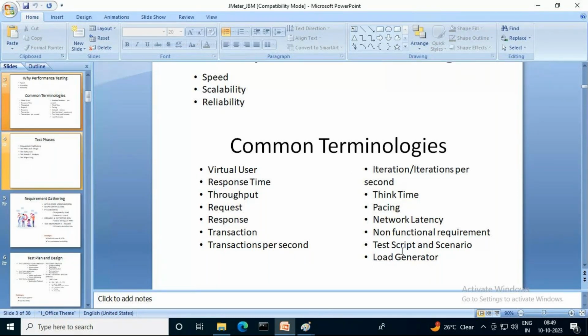Then test script and scenario. So what is a test script? I told you, as performance test engineers, we develop test scripts. One moment, guys.